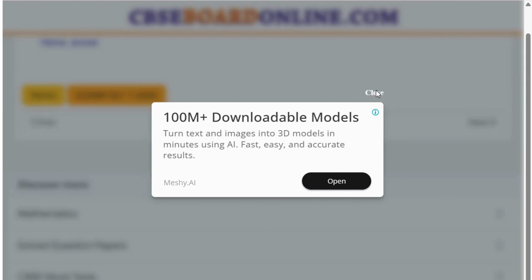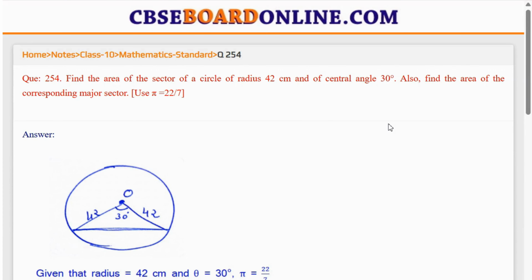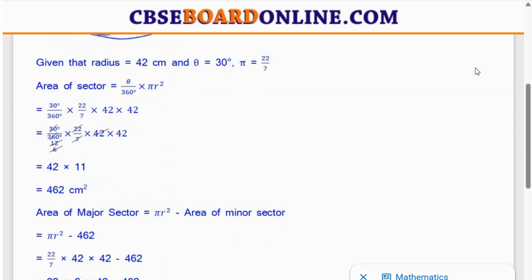Now moving forward to the other question we have over here. Find the area of the sector of the circle of radius 42 centimeters and central angle 30 degrees. Now also find the area of the corresponding major sector. Okay, so we have to find the area of the sector of a circle. Got it? We have also formed a triangle over here with both sides 42 and angle 30 degrees.